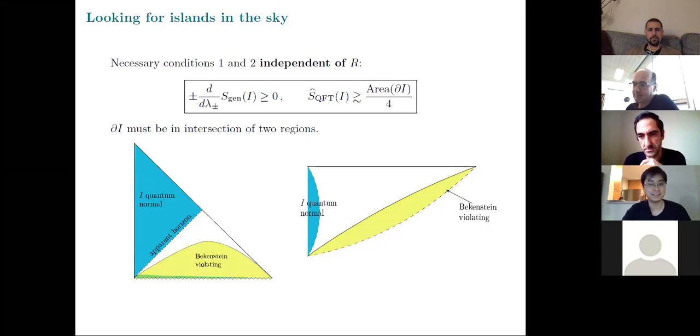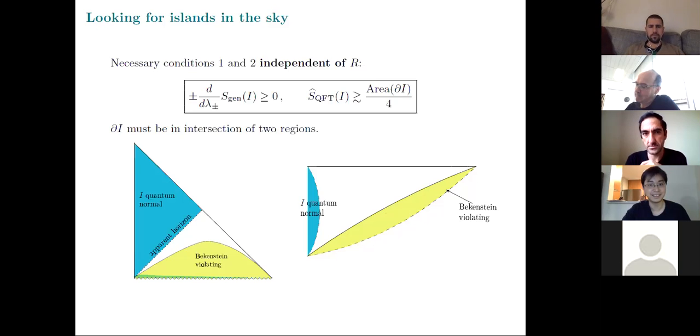And another question is, what is in this slide? So, what is the implication of this condition in the AdS case? Which regions are excluded by these two conditions?